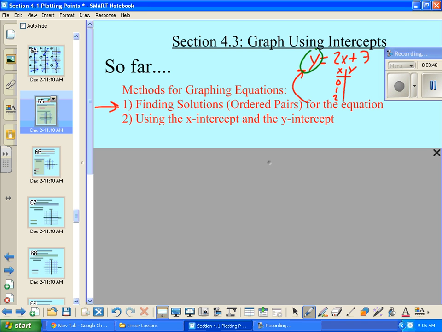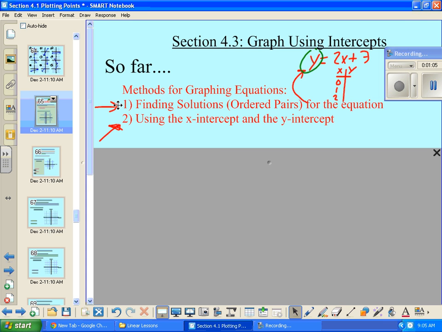It can be any numbers, but I usually pick 0, 1, and 2 because those are usually easy numbers to plug in. And I find my y coordinates, and those are my ordered pairs that I can use to graph that equation. Well, today now we're going to take a look into this second method, using the intercepts of an equation and finding those so that I can make the graph of it.